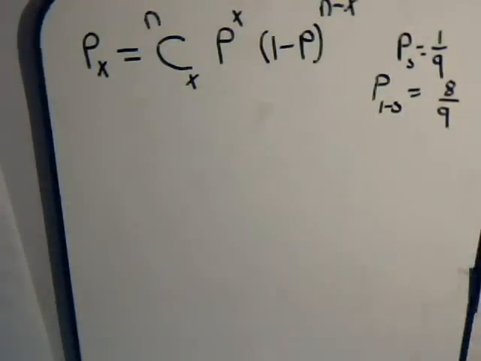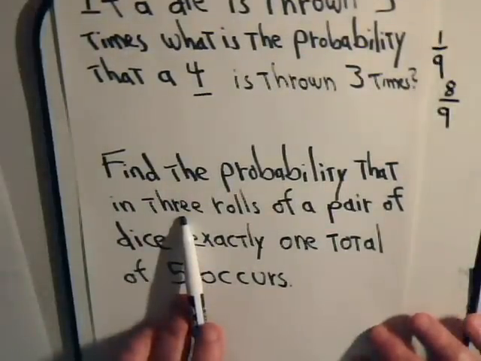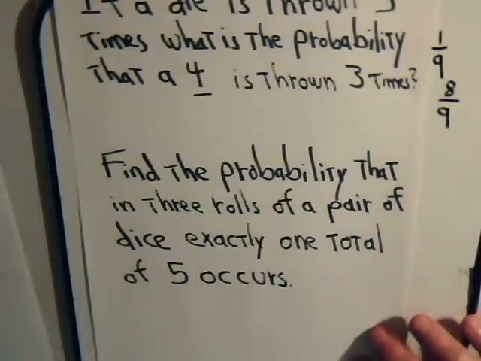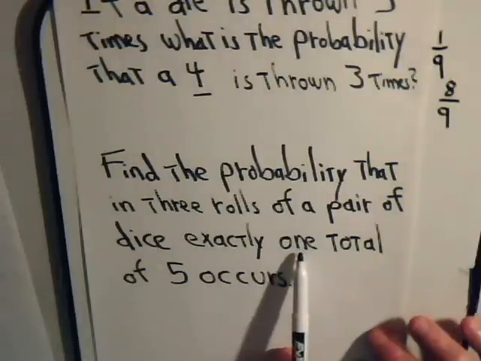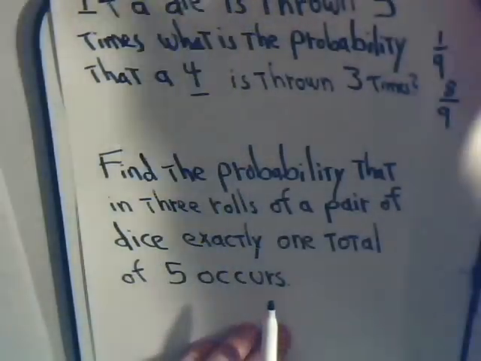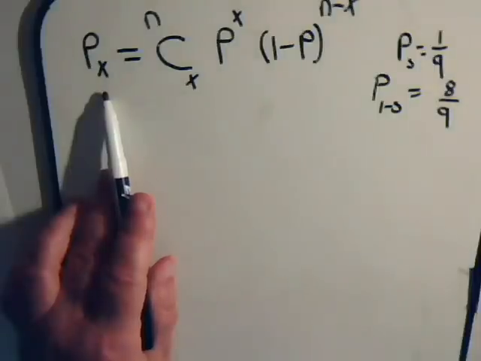Success is when you throw the pair of dice and the pair of numbers add up to 5. Failure is when they don't. And the problem says we roll it 3 times, so there's 3 trials. How many times then will the pair of numbers add up to 5? Exactly once. So here then, the number of successes is just 1.